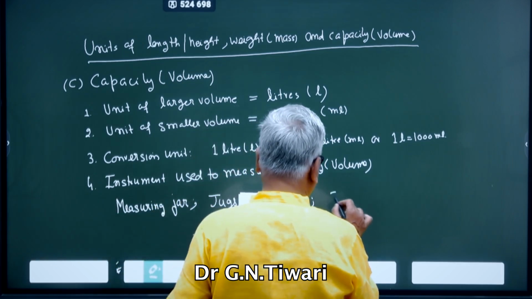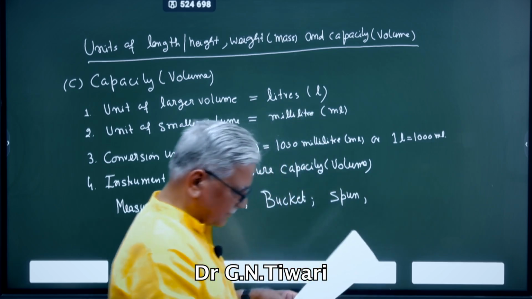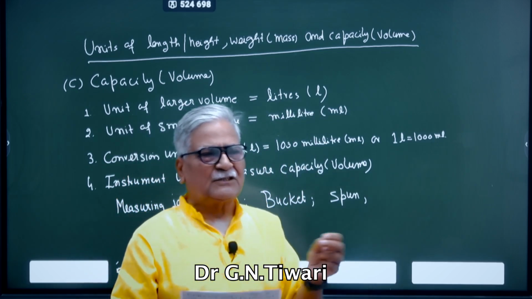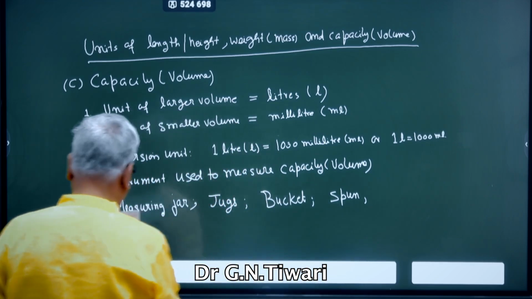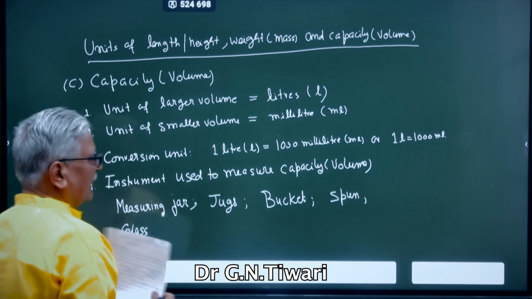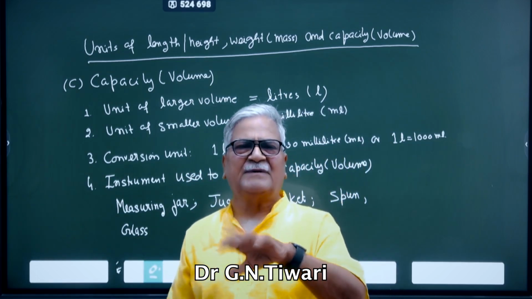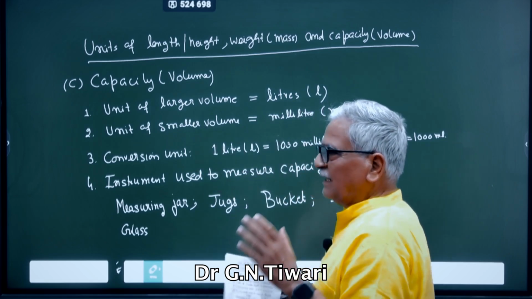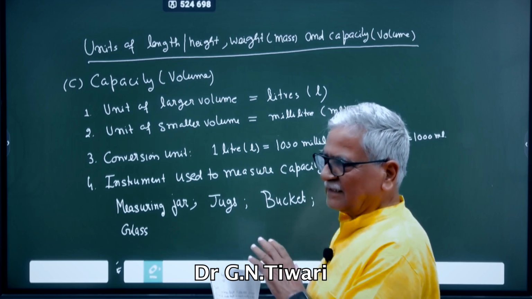Then they know the spoon. Generally, this instrument is used for feeding liquid medicine to the child, so it might be in milliliter. And then glass. Transparent glass, and maybe stainless steel glass, but they also have a capacity of 100 ml or 200 ml. So those are the things in the case of length, weight and capacity. Thank you very much.